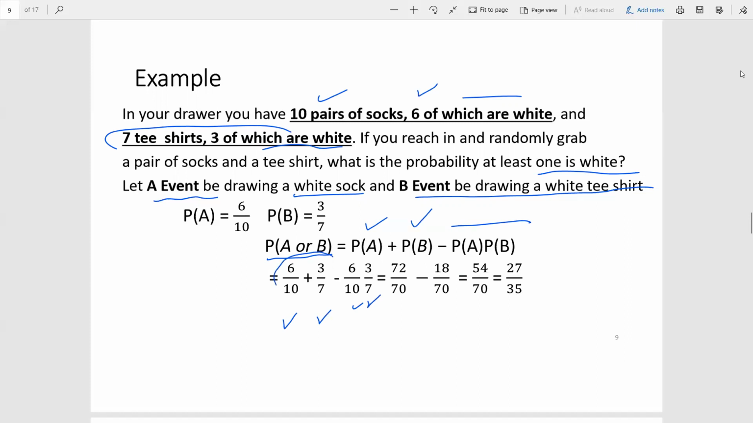Adding 6/10 plus 3/7 gives you 72 over 70 minus 18 over 70, which is 54 over 70, which is 27 over 35. So the probability that you get at least one white garment is 27 over 35.